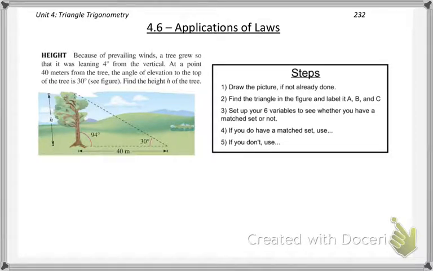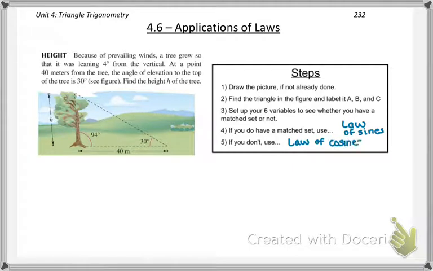The first thing we're going to do for any word problem is to draw the picture if it's not already done, and then we're going to find a triangle in the figure and label it ABC. Set up your 6 variables to see whether you have a match set or not. And if we have a match set, we know that we can use law of sines, which is a little bit easier than law of cosines. But if we don't have a match set, then we have to use the law of cosines.